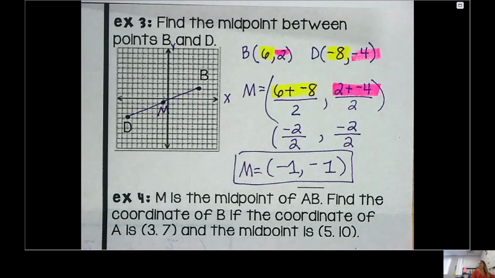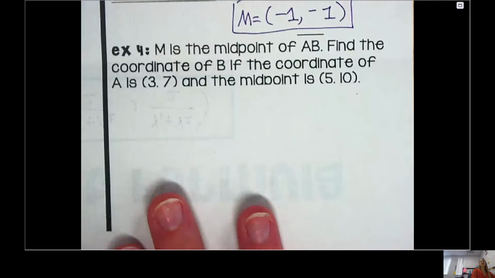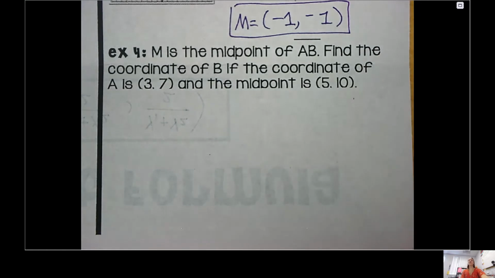This one's even easier. Oh, believe it. Believe it. Watch this. Ready? Okay, example 4. M is the midpoint of AB. Find the coordinate of B if the coordinate of A is 3, 7 and the midpoint is 5, 10.